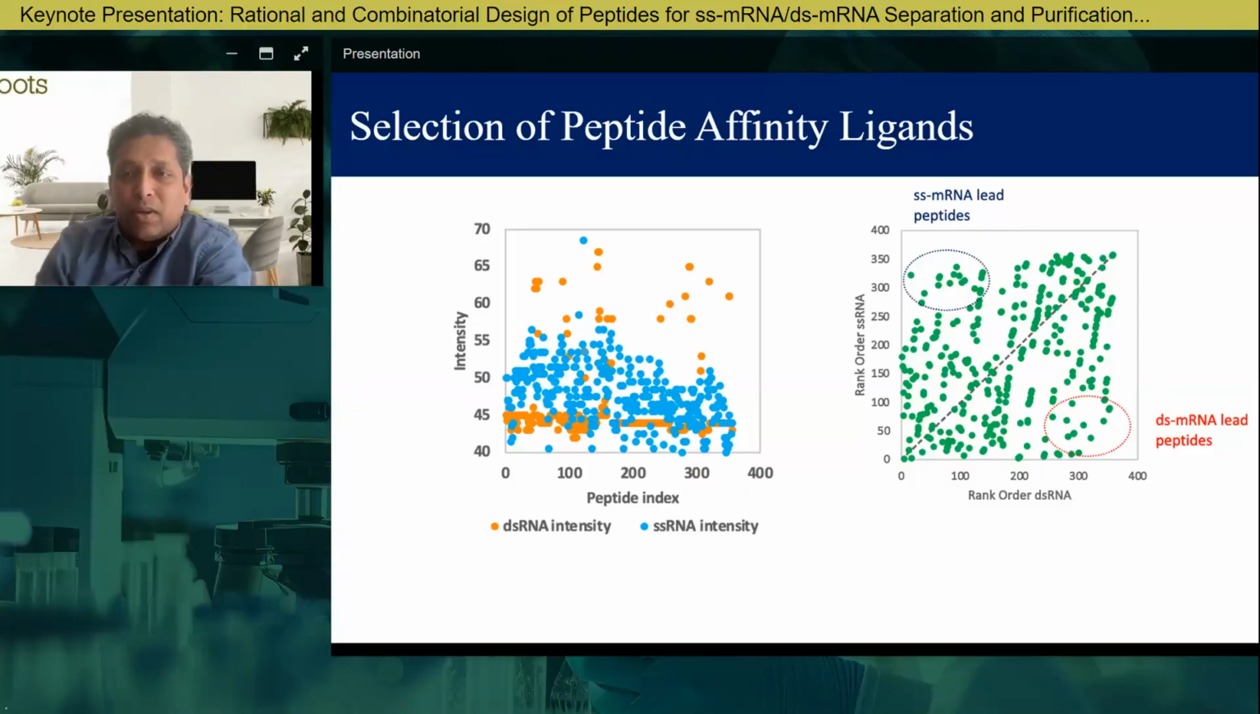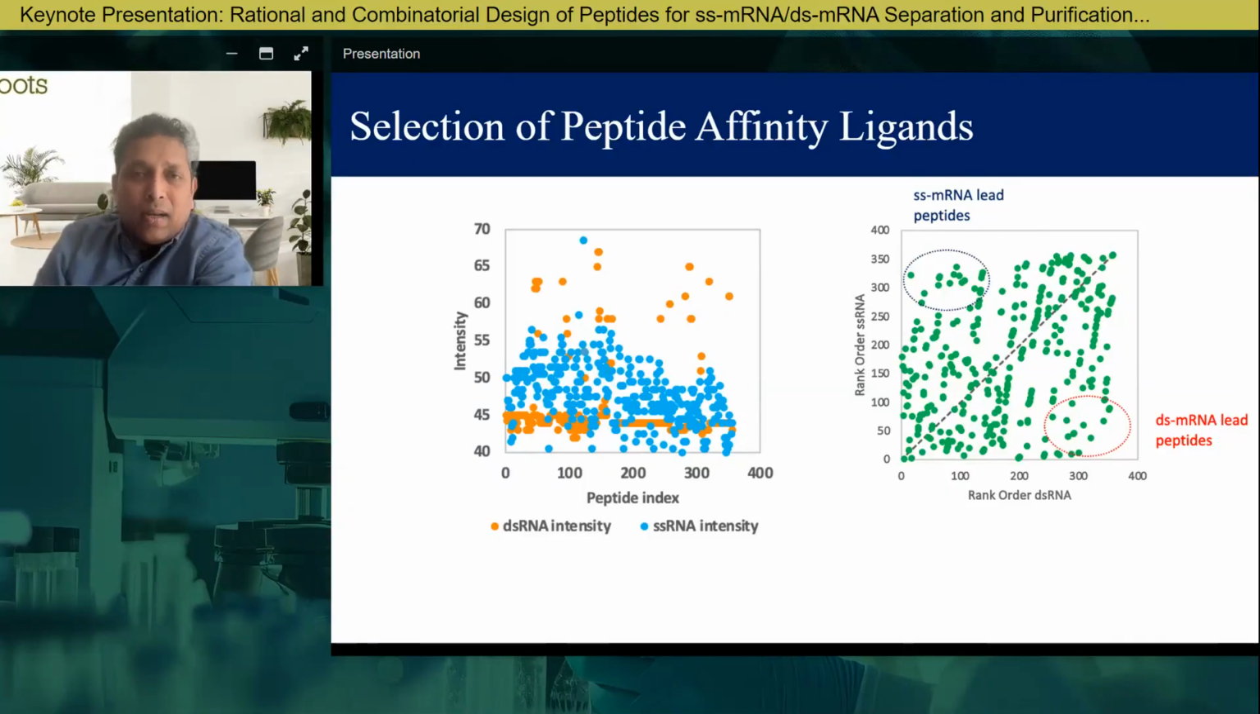So on the x-axis, you have rank order for double-stranded RNA. On the y-axis, you have rank order for single-stranded RNA, right? Now, of course, the points that lie on the diagonal or close to the diagonal, those are peptide candidates that seem to be promiscuous. They bind to both. They don't show selectivity, right? Further ahead on the left top region of this plot, better is the binding. So we are trying to identify peptides that have both good binding and good selectivity. And that's what those two ovals are showing.